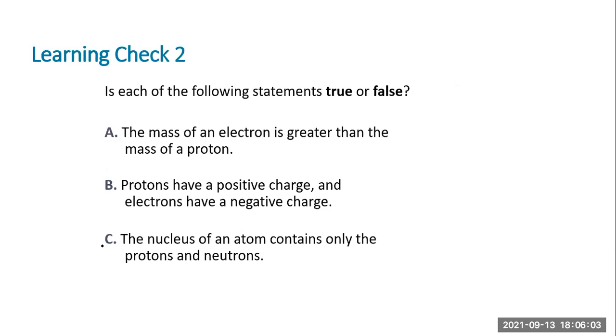Okay. Thank you. So which of the following is true or false? The mass of an electron is greater than the mass of a proton. That is false. The electron is actually the lightest of all of them. Protons have positive charge. Electrons have negative charge. That is true. And the nucleus of an atom contains only protons and neutrons. That is true as well. So again, protons and neutrons within the nucleus, electrons basically flying about.